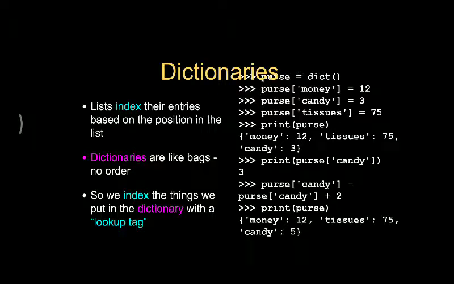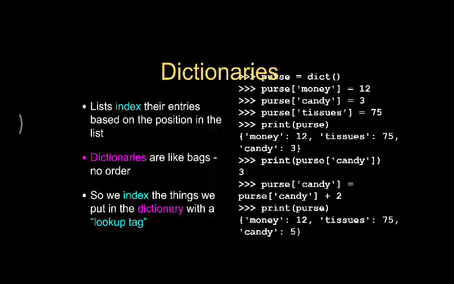So what actually is the difference between lists and dictionaries? Usually lists index their entries based on the position in the list, but dictionaries are like bags, with no order and no index. We index the things we put in the dictionary with a lookup tag. There is one example here.